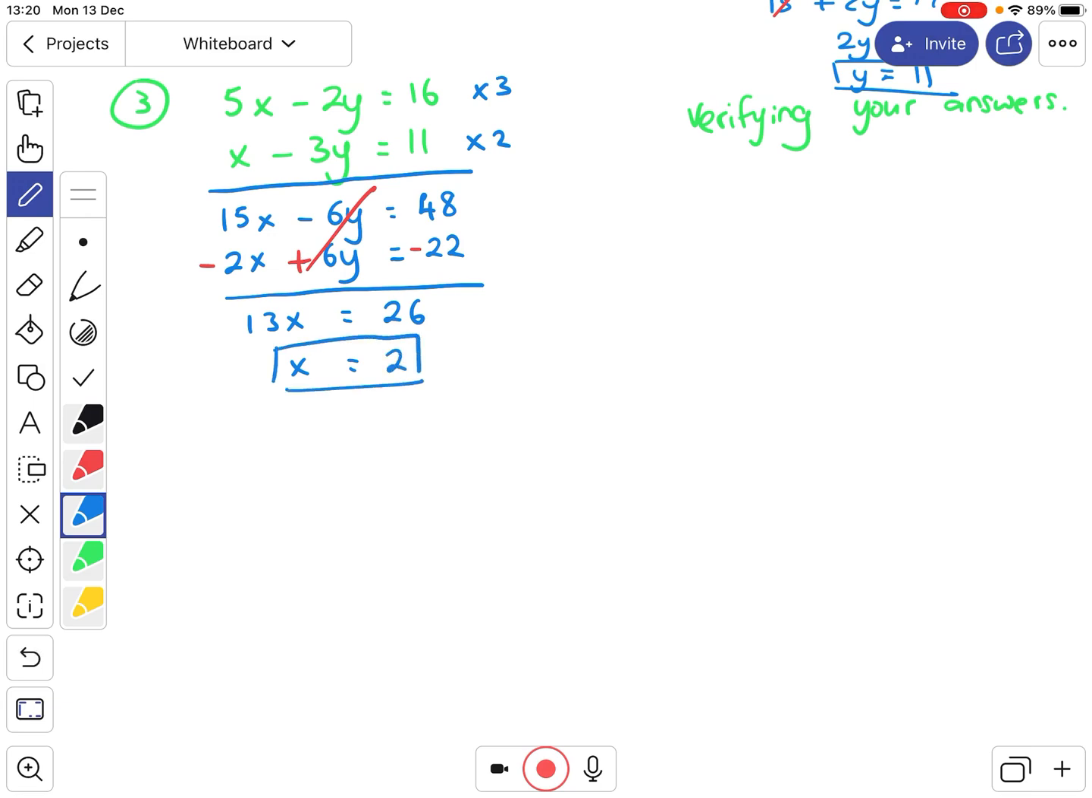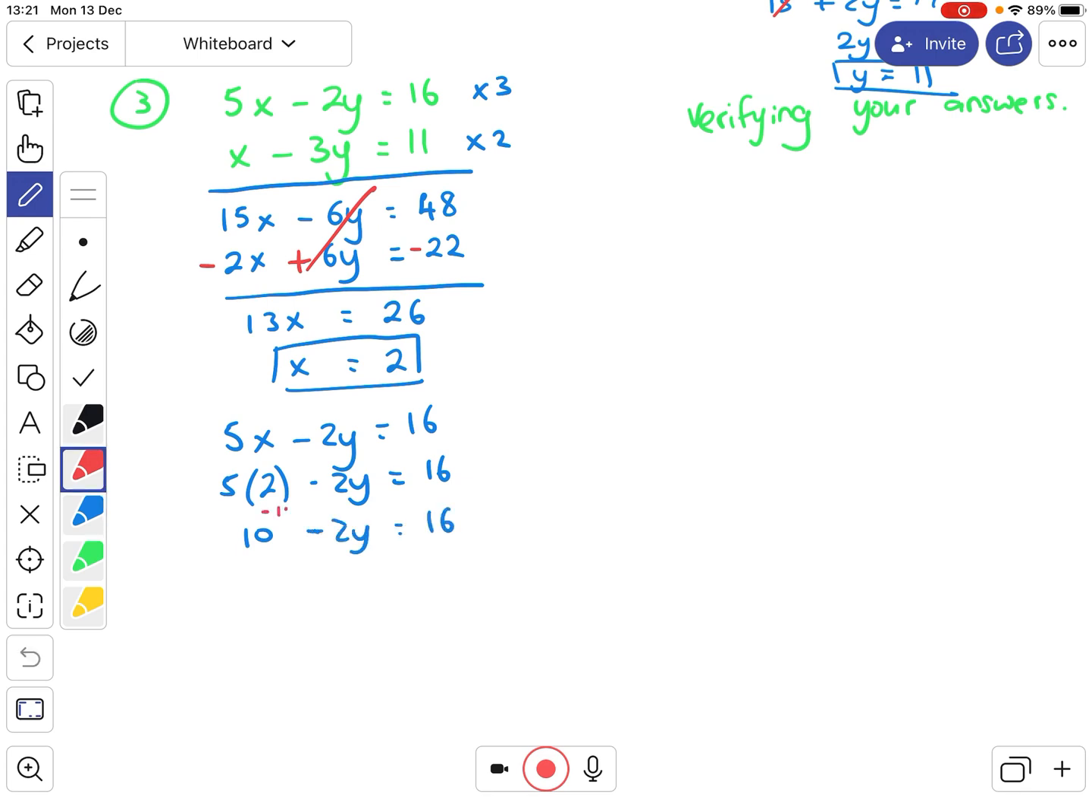I have to find my y, so I take one of the lines. Again, it doesn't matter which one. I'm going to just take the second one so that I can find what my y value is. In for my x is going to go my number 2 from here, because I know x is 2. Minus 2y equals 16. That is 10 minus 2y is equal to 16.